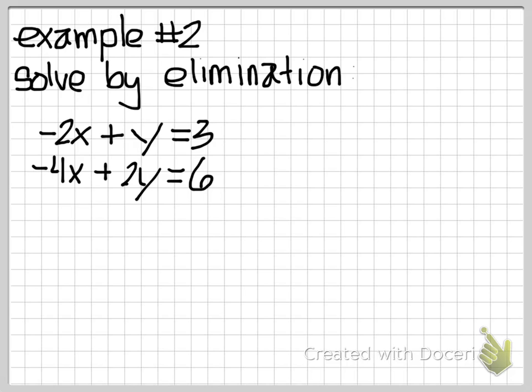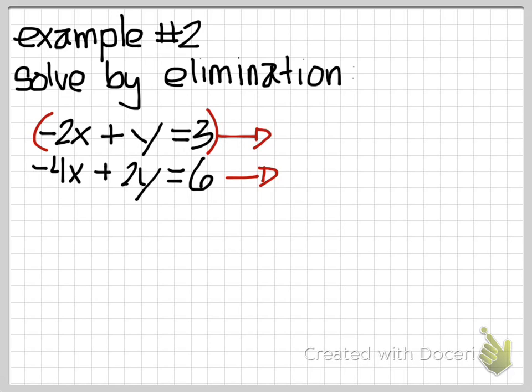Hit pause so you can try to solve it, and when you're ready, hit play so you can see the solution and explanation. The solution and explanation of this system is as follows. When you try to solve by elimination, you look at your system and you think, what do I need to multiply either equation by in order to create an opposite set of variables that will cancel out and eliminate the variable in the other equation.